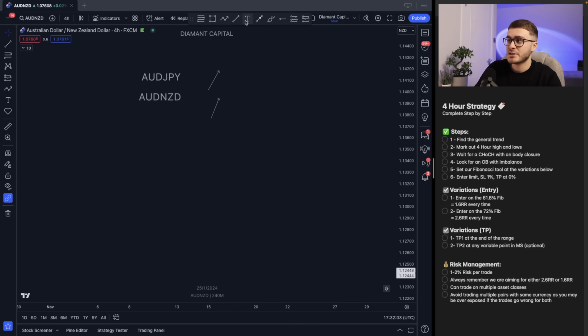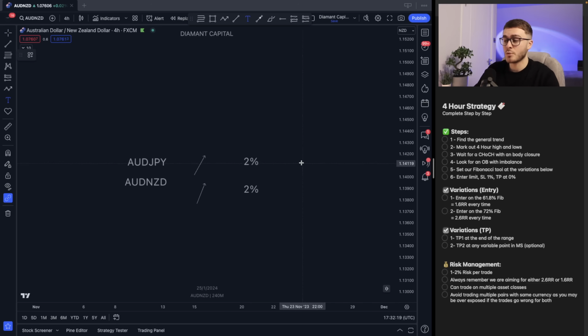So what does that mean? Let's just say, for example, we are risking 2% per trade on each one. What we are going to be expecting is that price will either hit take profit for both of them, or, for example, it might hit stop loss for both of them. Now, if it hits take profit for both of them, what we will experience is, if we're saying a 2.6 risk to reward on that, that's going to be roughly about 5% gain if we win for both of them.